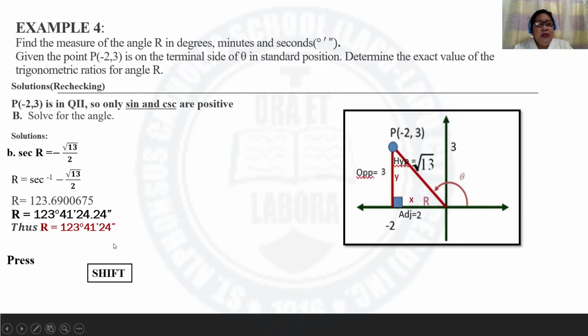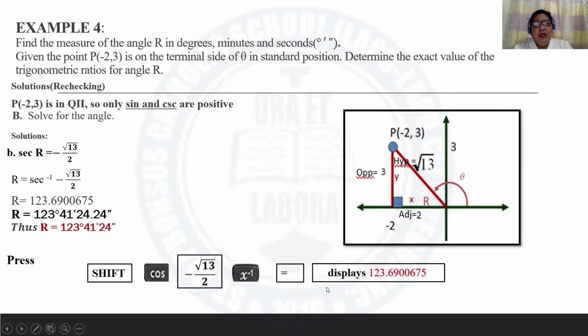So all you have to do is to press shift, cos, negative square root of 13 over 2, the inverse key, equals, and it will give you 123.6900675. Then press the degree minute second key and it will display 123 degrees 41 minutes 24.24 seconds, and just round off the second into the nearest whole number.